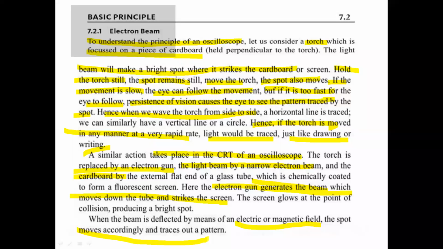By means of an electric or magnetic field. Okay, so due to this electric or magnetic field, the spot moves accordingly and traces out a pattern on the screen.